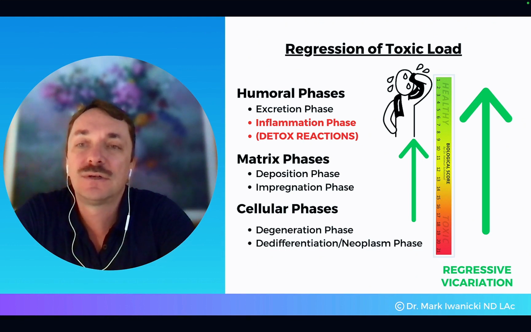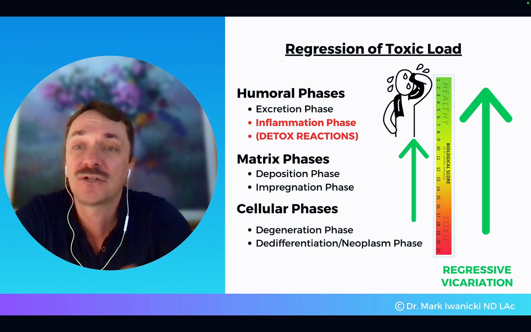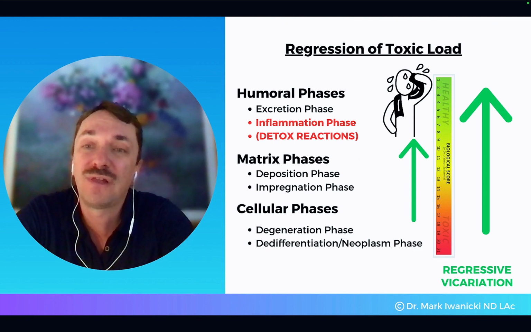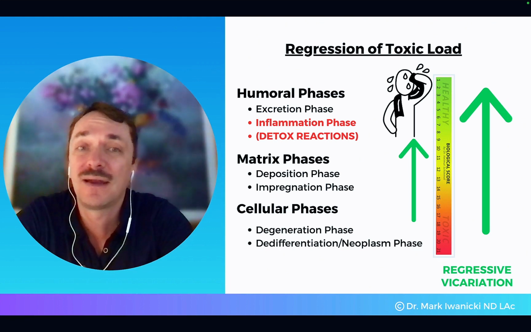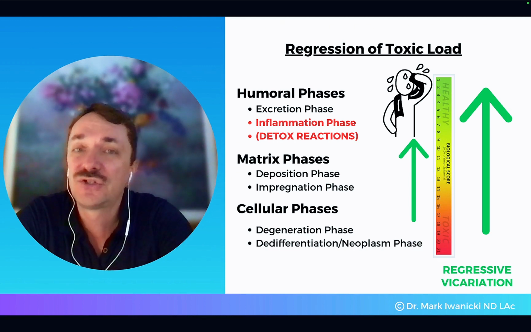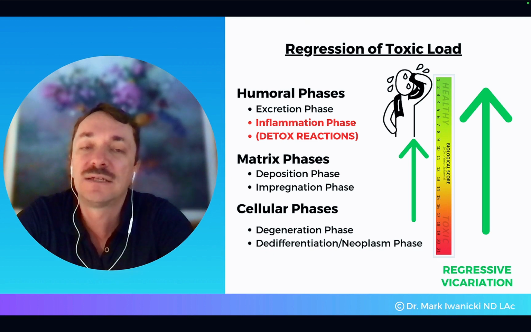Through this process, also known as regressive vicariation, we necessarily have to go through the inflammatory phase. As we're moving out of those deeper layers, inflammation is actually a good sign. We refer to these as detox reactions, as an inflammatory reaction. So we may see some increase in inflammatory symptoms with the skin. We're talking about an increase in rashes and inflammatory manifestations in the skin, because that's just the nature of how we remove toxicity through the body.